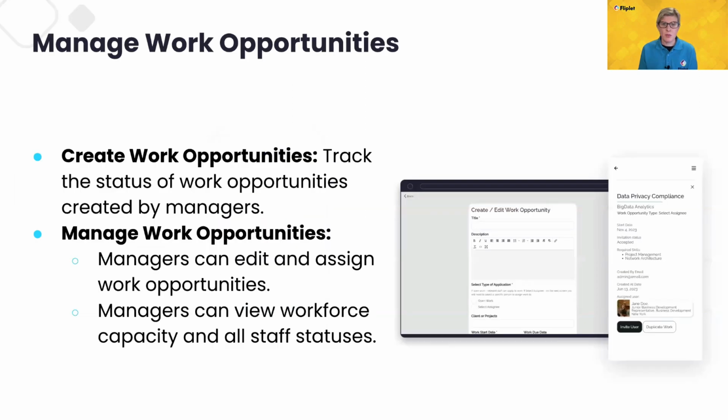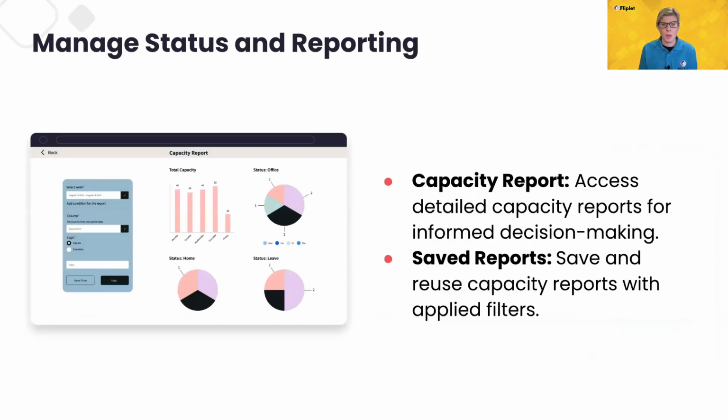From a manager perspective, managers should be able to create new working opportunities and track the status of those. They should manage work opportunities as well by editing existing ones and assigning new work opportunities to staff. And also view workforce capacity and all staff statuses to better understand how work is distributed across the organization. And managers should also be able to view capacity reports and have the ability to review and reuse saved capacity reports.